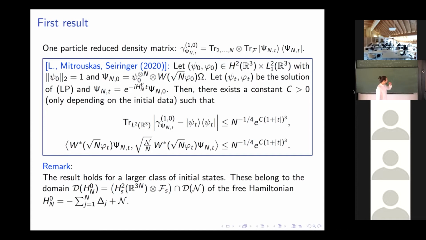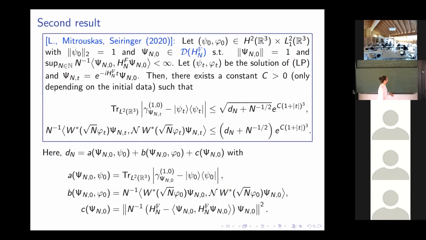However, I would not like to talk about this more general result now, but about a bit different result, which is about many-body states which are in the domain of the Fröhlich Hamiltonian. So again, I look at psi naught phi naught, which is in H2 L12, and now on a generic many-body state which is in the domain of the Fröhlich Hamiltonian, such that the energy per particle is finite for all n.